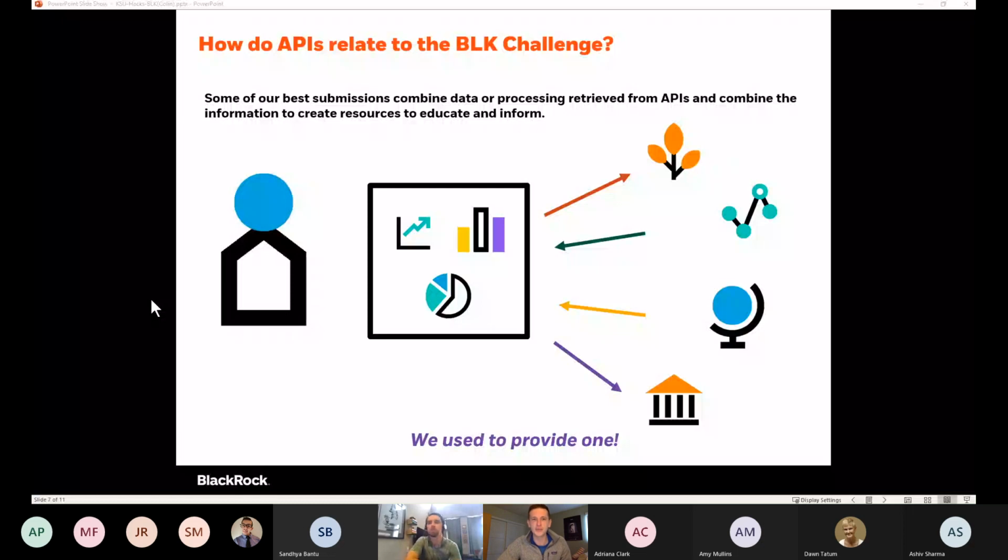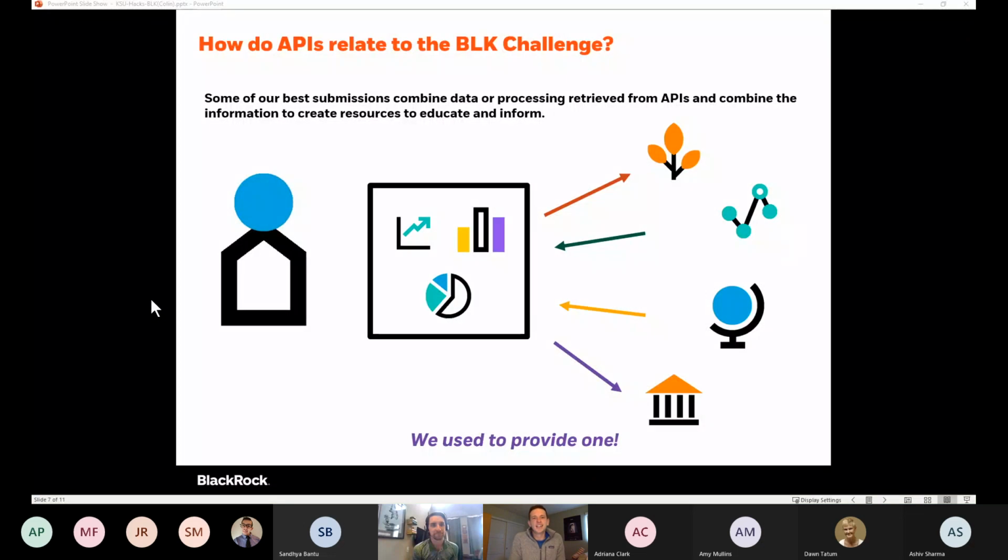And I do put at the bottom that BlackRock used to have our own APIs that we would present for these hackathons. They were always a bit in disarray. They did not have great documentation back then. So we have retired them for now, but we hope they will be back. You can go ahead on to the next slide.